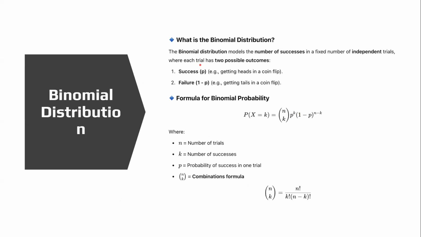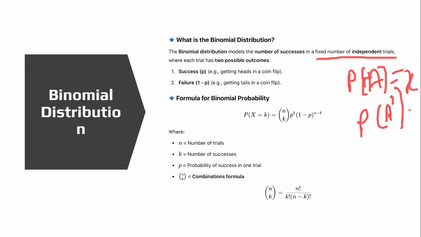in our machine learning classes. Okay. So what is a binomial distribution? A binomial distribution models the number of successes in a fixed number of independent trials, where each trial has two outcomes: either success or failure. And you know, when we discuss the complement of the probability, let's say the probability of event A is x, then the probability of event A dash will be 1 minus x. So let's say A is your success here, then the probability of failure will be 1 minus x.